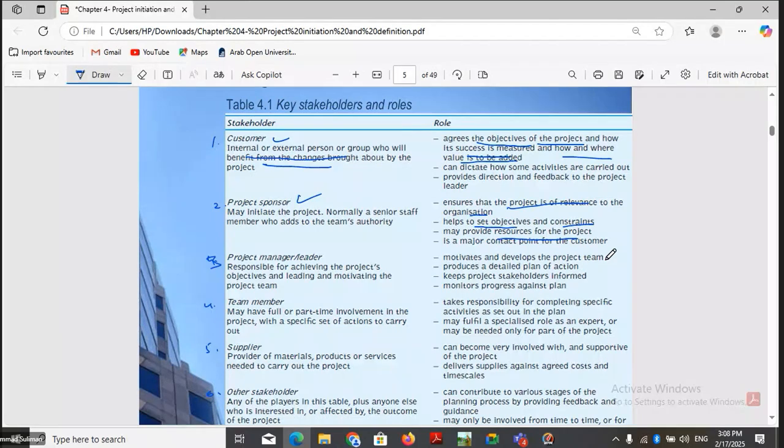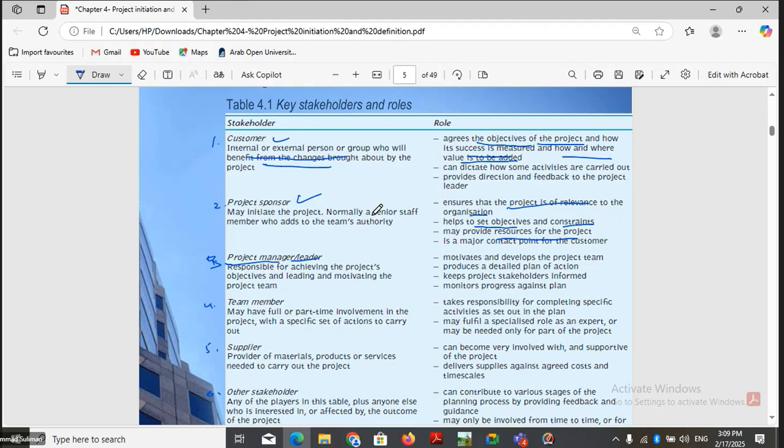So that is the second stakeholder. The third mentioned here is project managers or leaders. They are responsible for achieving the project objectives and leading and motivating the project teams. Right. So they lead the project teams, they keep project teams motivated, and they are responsible for achieving all the project activities. So their role is motivating the project teams to work on the project, to develop the project, to do the activities and all.